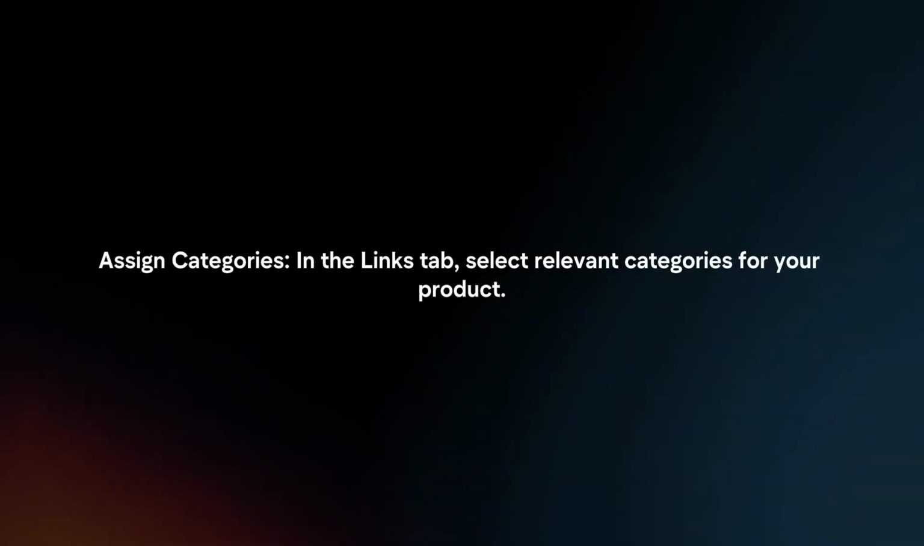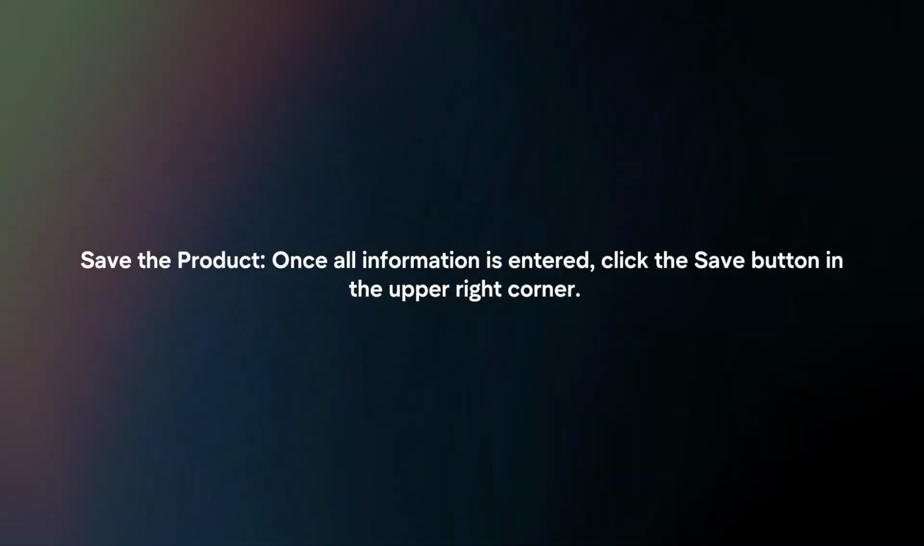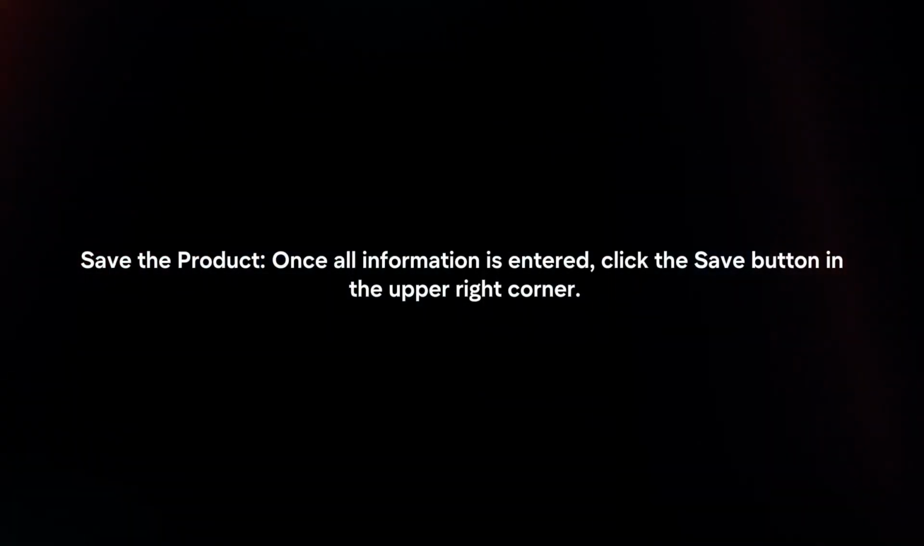Assign categories. In the Links tab, select relevant categories for your product. Save the product. Once all information is entered, click the Save button in the upper right corner.